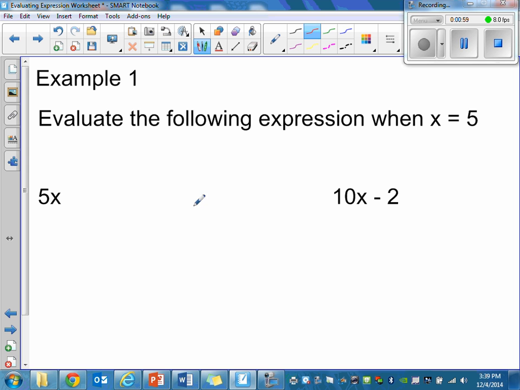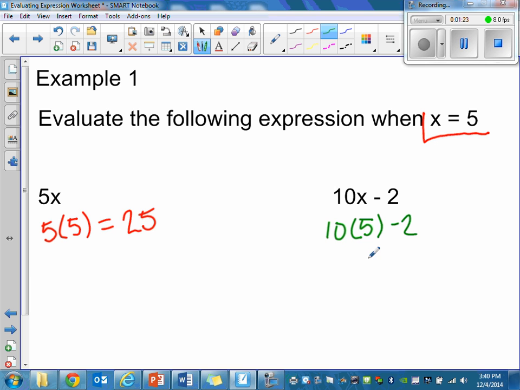So to evaluate just means whatever they give you for the variable, you plug that in for the variable. So this is 5 times x, and x equals 5, so this would be 5 times 5. And you need to make sure you simplify this, so that would be 25. In our second example, we have 10 times x minus 2, so that would be 10 times 5 minus 2. And you simplify, so 10 times 5 is 50, minus 2 is 48.